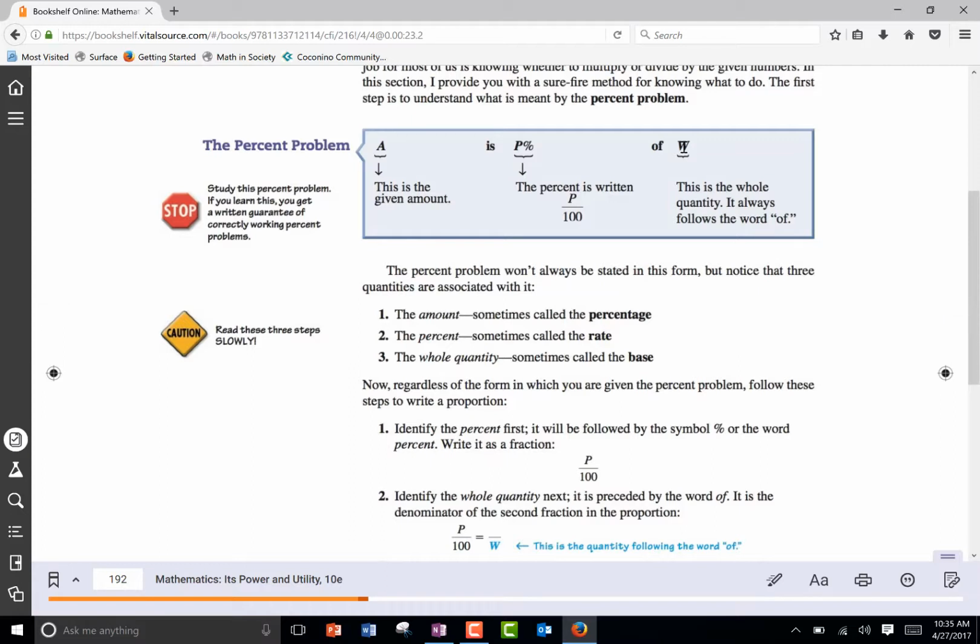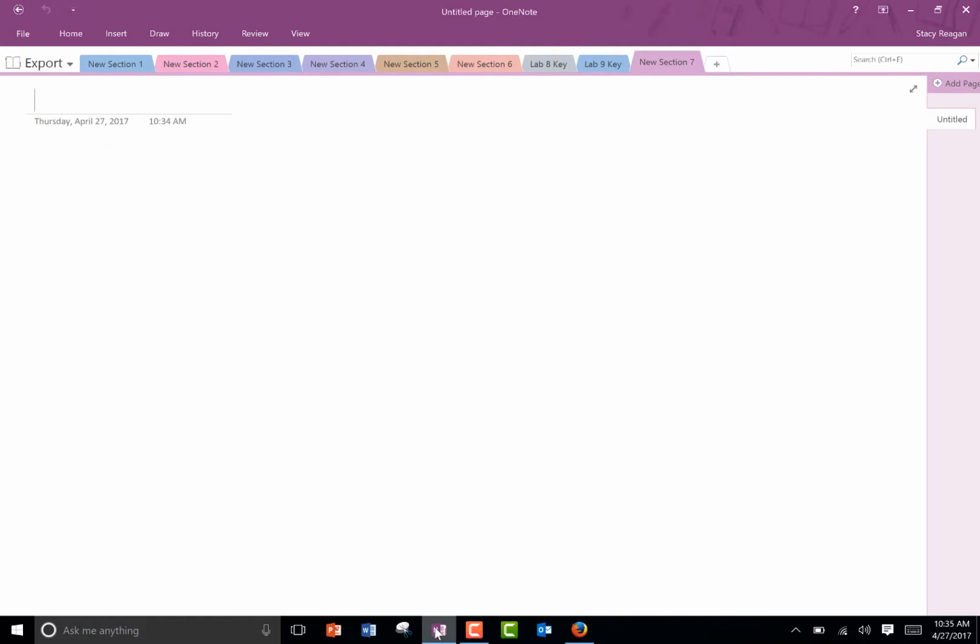Now, the two things that you're going to want to keep in mind though are two equations that are on that page. And they're both proportions, and it just depends on how you want to think of it. The first one is A over W equals P over 100, and it's the amount over the whole equals the percent over 100.